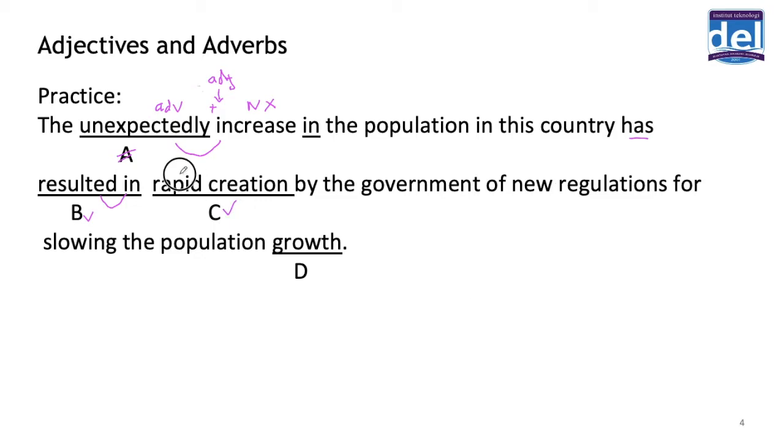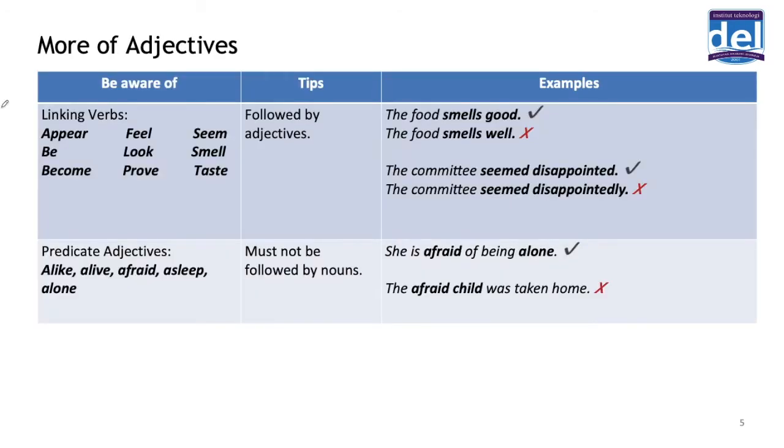You see this is an adjective, this is a noun. D is correct because it is a noun. There is nothing wrong with it, and actually there is an article in here, so D is alright. So yeah, the answer is A. Now I'm gonna continue about more of adjectives.